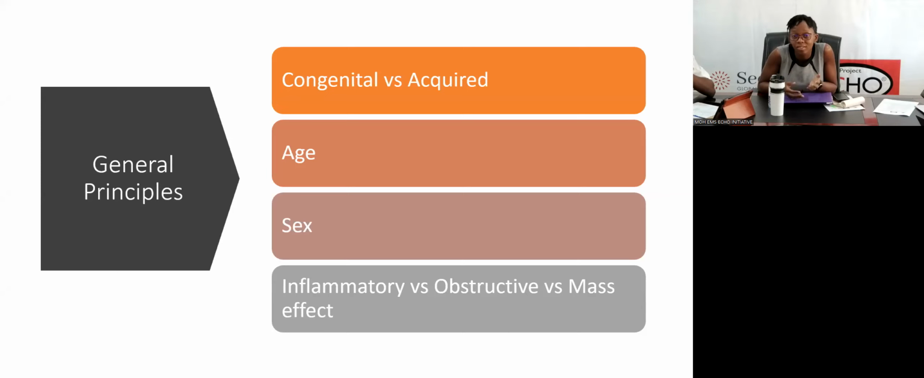Then the next principle is the sex, and especially this one is for the age group that has hit puberty, the adolescent. You have a child coming in with right iliac fossa pain. All of us know right iliac fossa pain. The first differential that comes to our mind is appendicitis. That's the first thing you're running for.